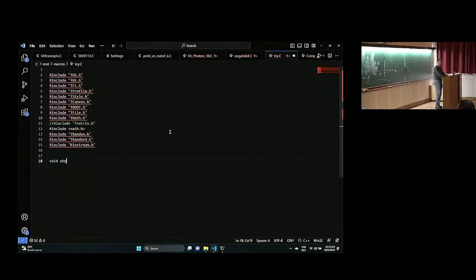Can you see the screen? So this is the function we can write. Can you see the screen? Yes.